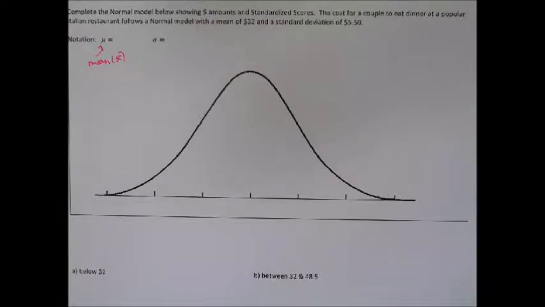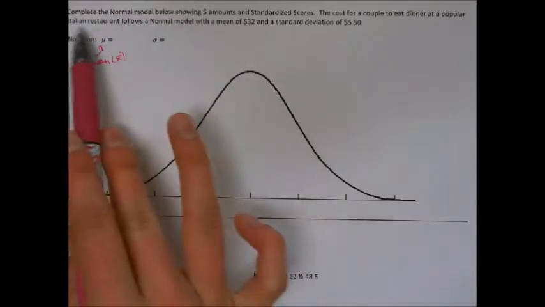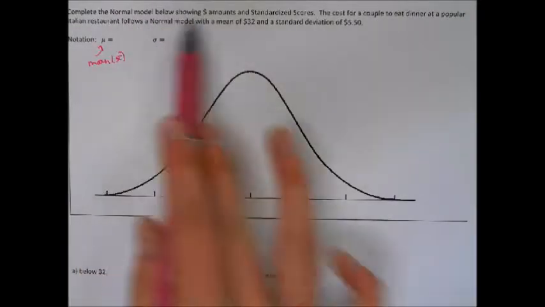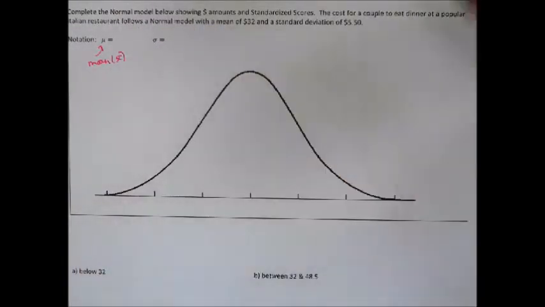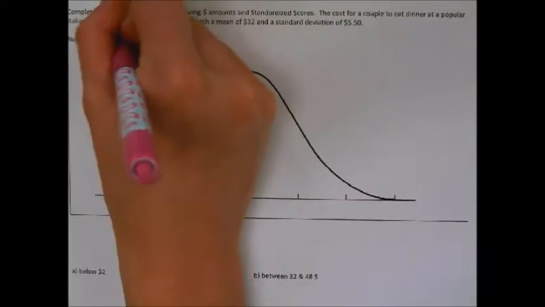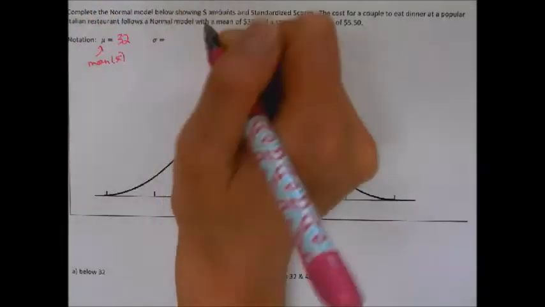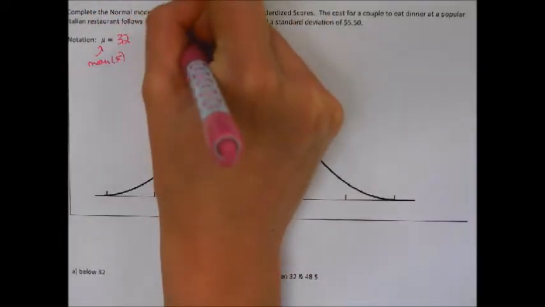Now that you've had time to try this, let's go ahead and do it together and make sure we're on the right track. Complete the normal model below, showing the dollar amounts and standardized scores. The cost for a couple to eat dinner at a popular Italian restaurant follows a normal model with a mean of $32 and a standard deviation of $5.50.